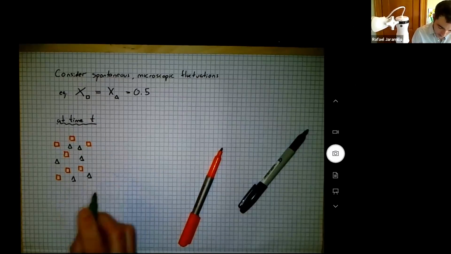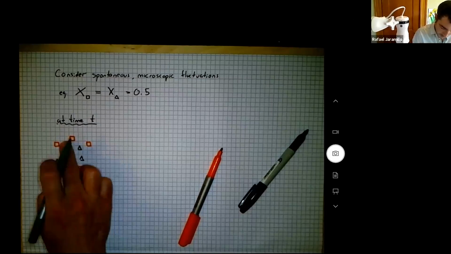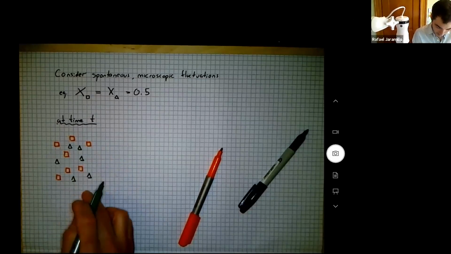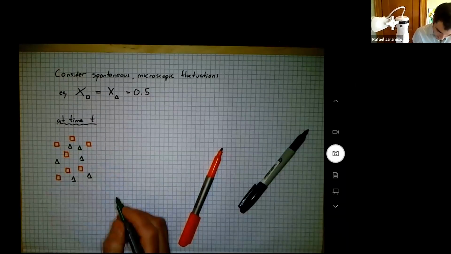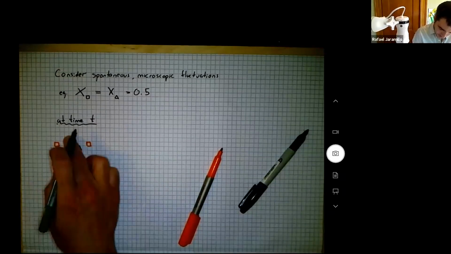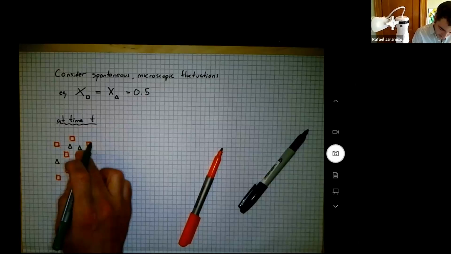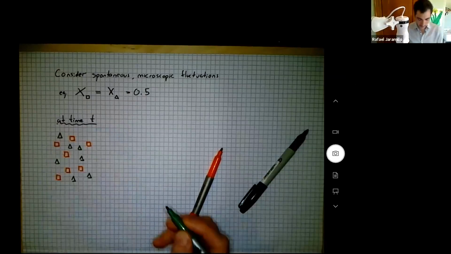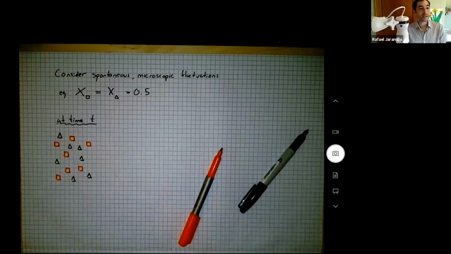Okay, let me draw the squares and triangles. Let's put another one here. It doesn't quite matter. Okay, so this, just imagine, right? We have some mixed system. This could be on a lattice. This could be on a fluctuating lattice. This could be in a gas. This could be in a liquid.